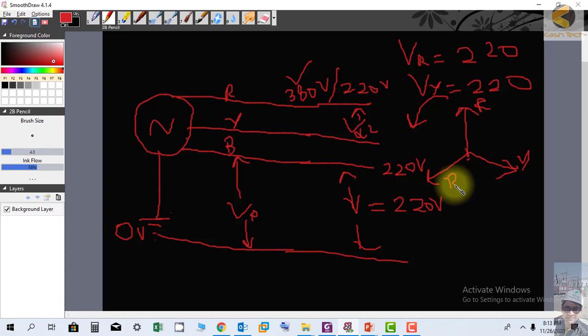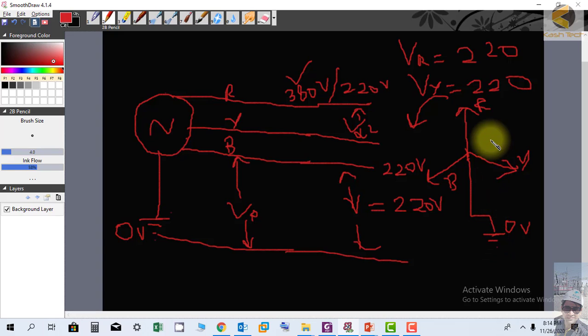These are basically phasors. This is red, this is yellow, this is blue. Now if you measure the potential of red phase with respect to ground, this neutral point of the generator, and this is grounded, effectively grounded. It means the neutral point is grounded effectively. What does it mean? It means that this is at zero potential, so there is no potential at ground, it is at zero potential. And you can see this red phase to ground is at 220 volts. So if you measure the potential of red phase to ground, it is 220 volts.